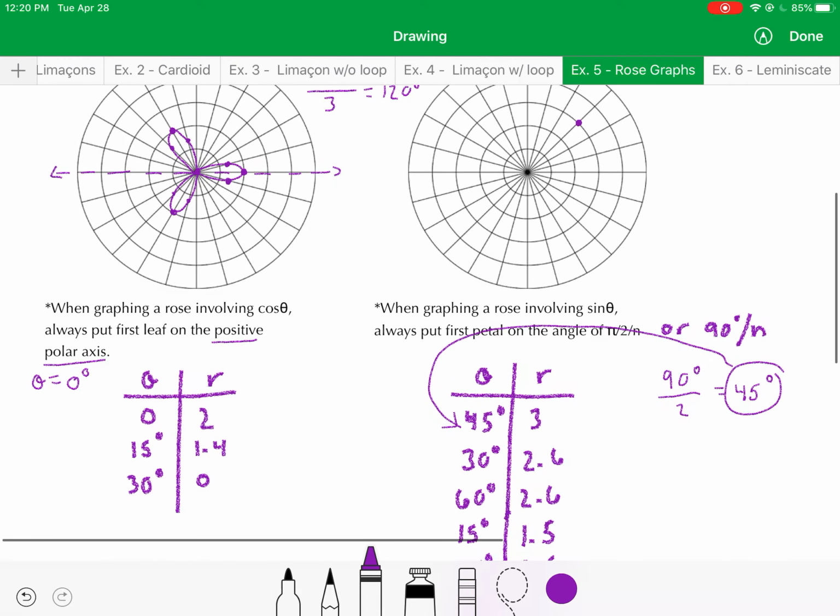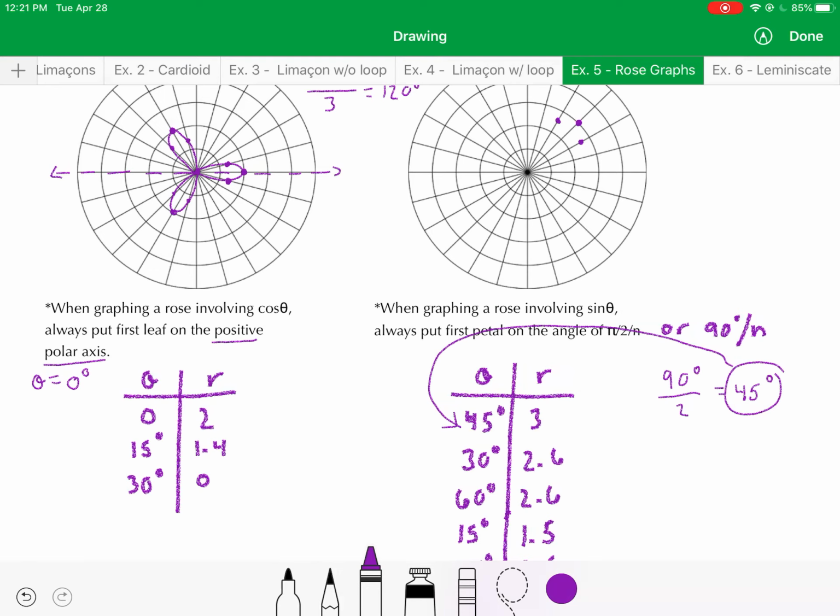All right, now notice the next value I chose to plug in for theta is just 30 degrees, so that's the angle directly below 45 in the grid. That gives me 2.6. And you can see that if I chose 60 degrees for theta, I also get 2.6. So that's just showing their symmetry within the petal itself.